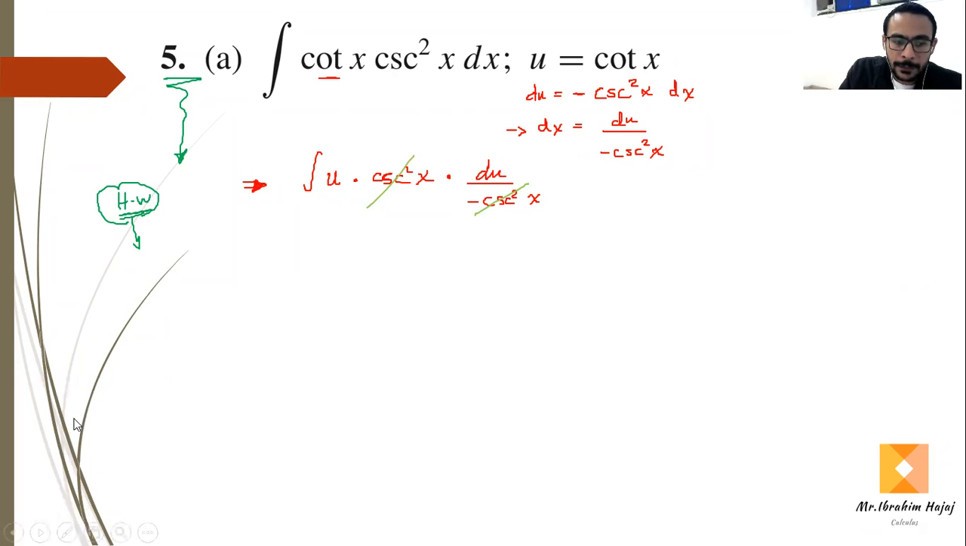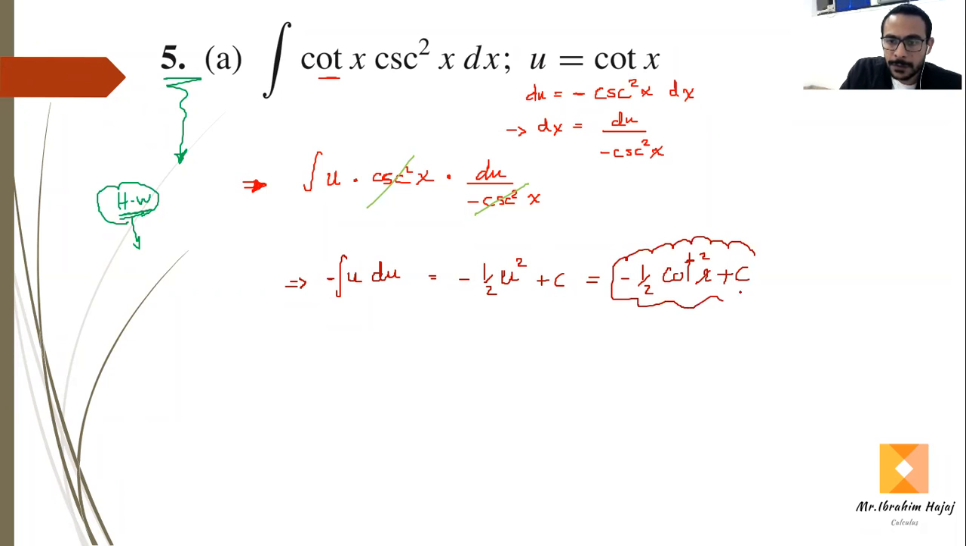You still have negative u. The integral of negative u du, which is negative u squared over 2 plus c. And u is cotan x, so the answer is negative cotan squared x over 2 plus c. This is the first answer in the homework, 5A.